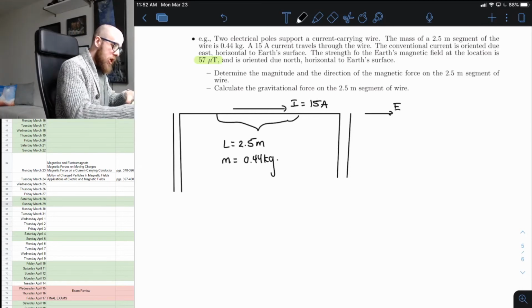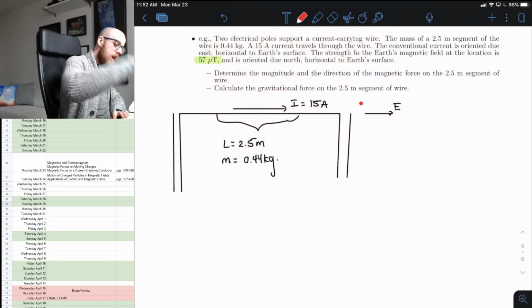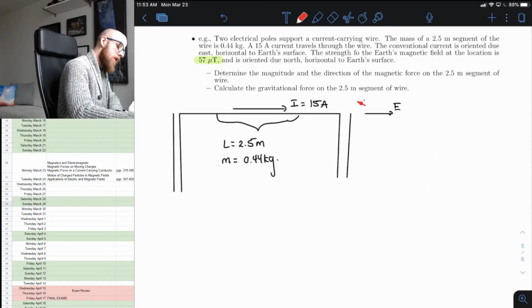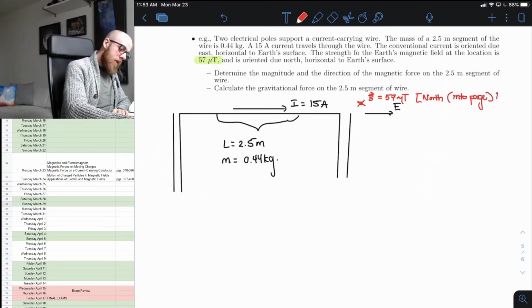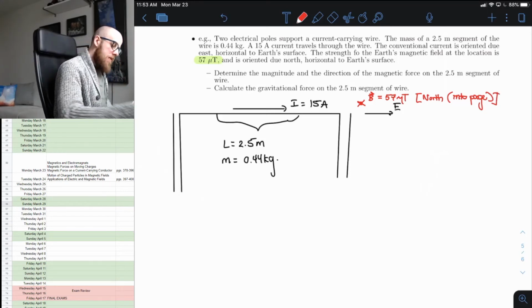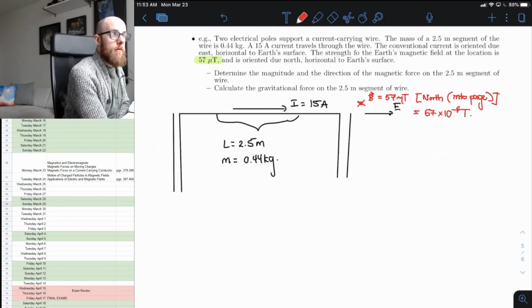And so in this picture, because I'm looking at the side on, we're going to imagine the magnetic field is pointing into the page. All right. So the magnetic field is 57 microtesla, and it's north. But north in my diagram is into the page because I'm looking at it from the side. And 57 microtesla is 57 times 10 to the negative 6 Tesla, so I'll convert that before we start plugging it in.